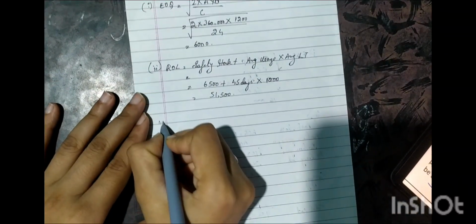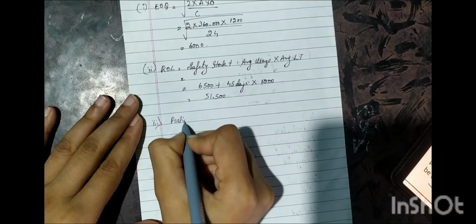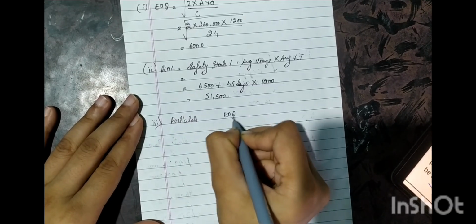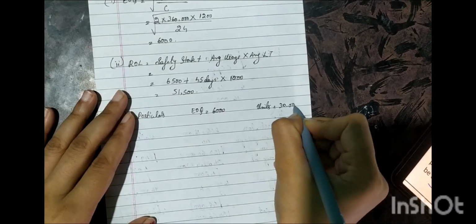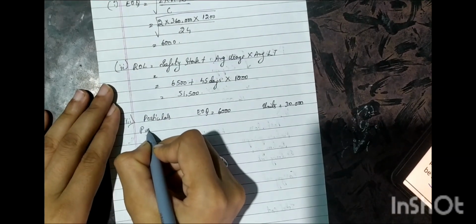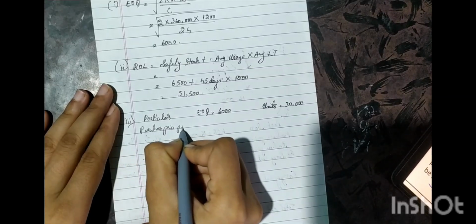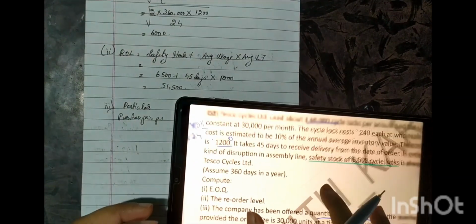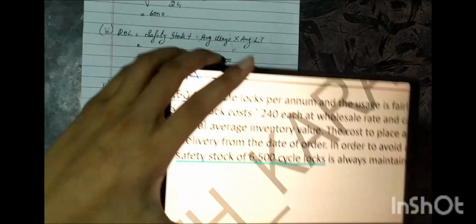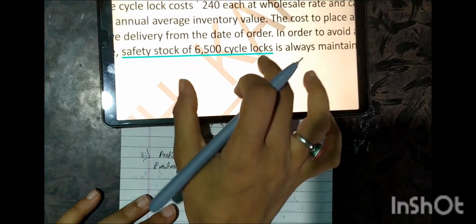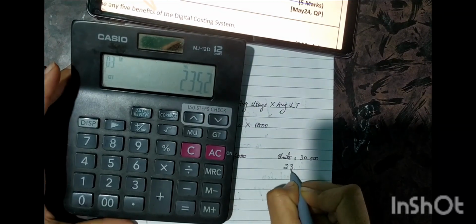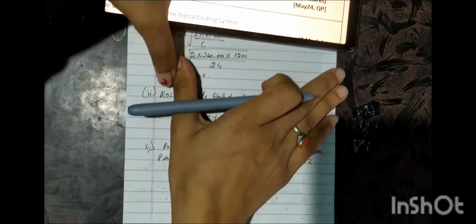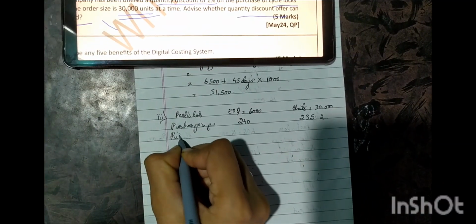So let's solve. Okay, so the third one is particulars, and at EOQ it is 6,000, but if it is at discount, then the number of units is 30,000. So purchase price per unit, if we don't get a discount, then it is how much? 240 rupees each. But if we get a discount, then it is minus 2%. So 240 minus 2%, it is 235.2. So 235.2.